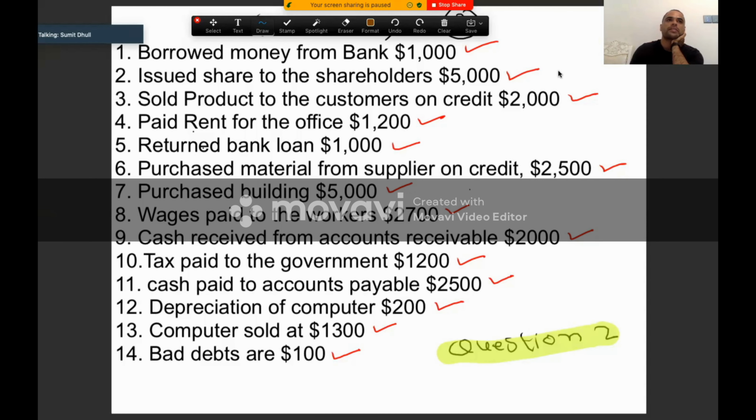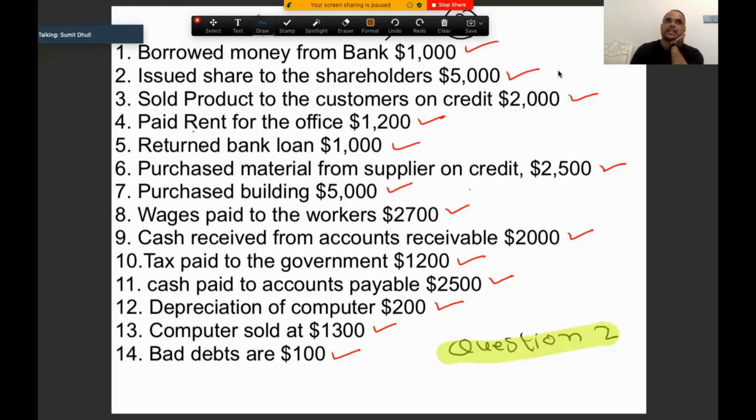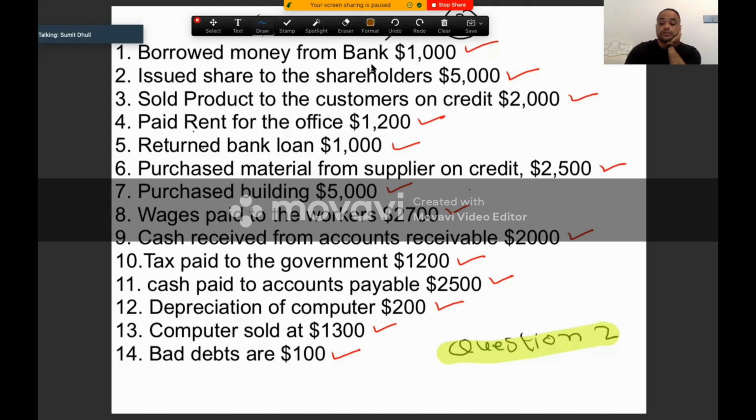Why is computer credit? Because computer is an asset and depreciation reduces the value of assets. That's why computer will be credit. So computer here is a value of assets. Computer is an asset. Normally, computer is like a machine or equipment that we use to work.